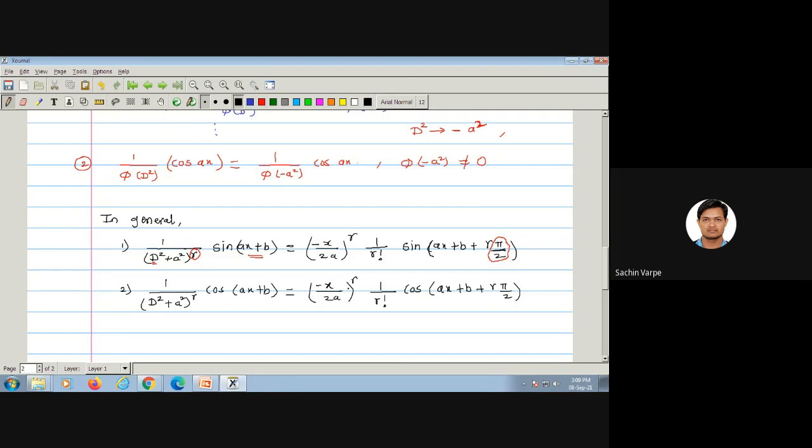So these formulas you can use in the competitive examinations. Is there anyone who will tell me the role of this pi by 2? Differentiate, then there will become a cos term and a sin term. That's why there is pi by 2, right? But what is the role of pi by 2 then?